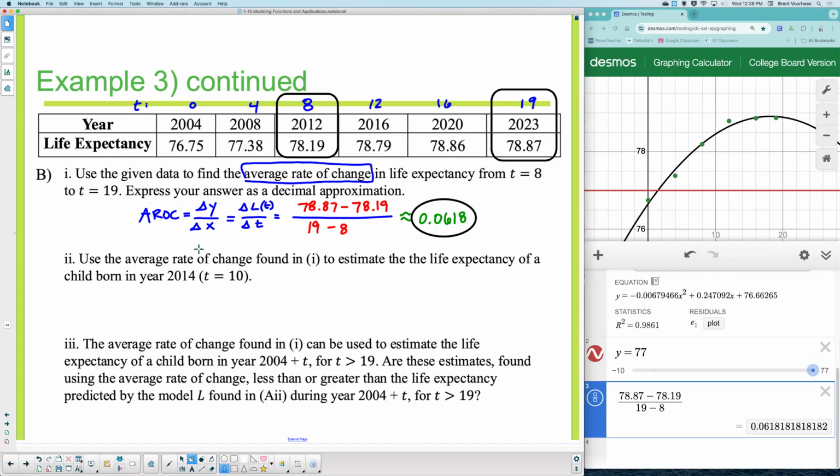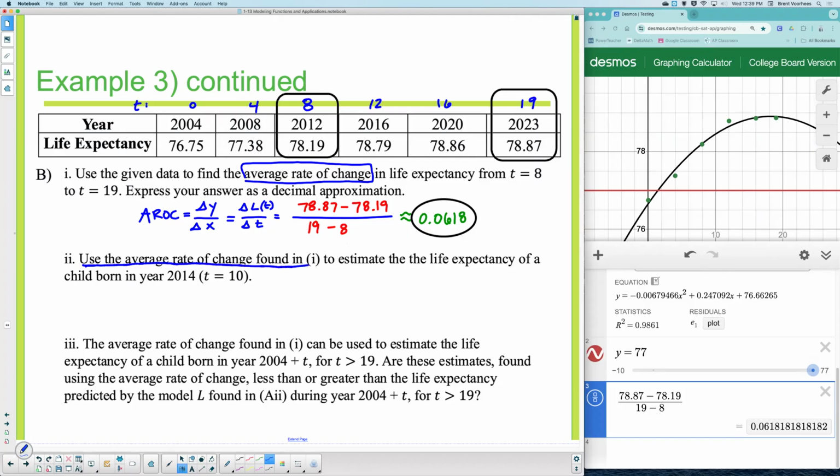Now, on part B II, is everybody tracking with how I got that? Any questions over that part? On B II, it now says use this average rate of change to estimate the life expectancy of a child born in 2014. Now, here's my problem. Here's what students do wrong all the time. Y'all ready? It says use what?